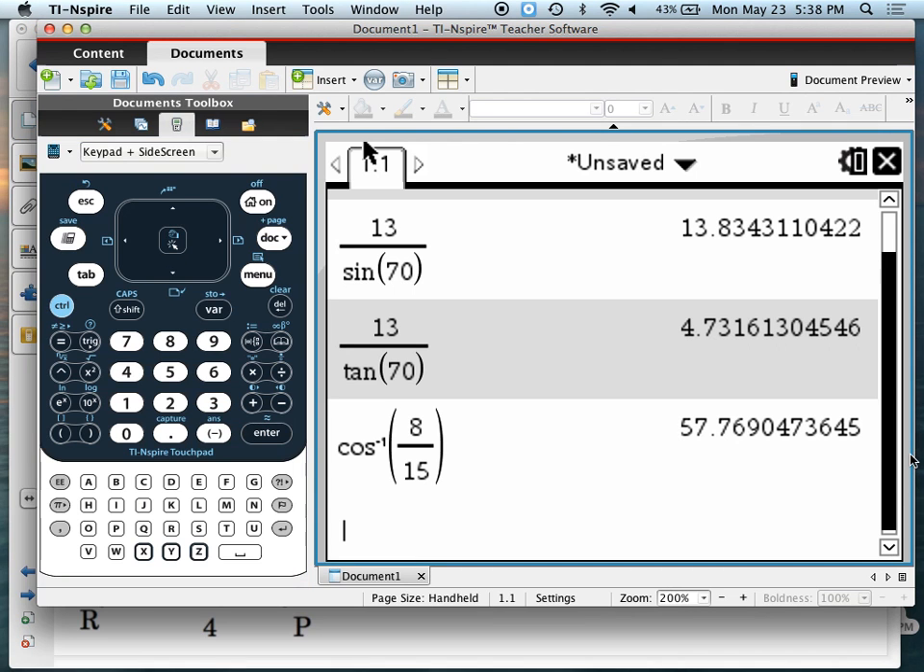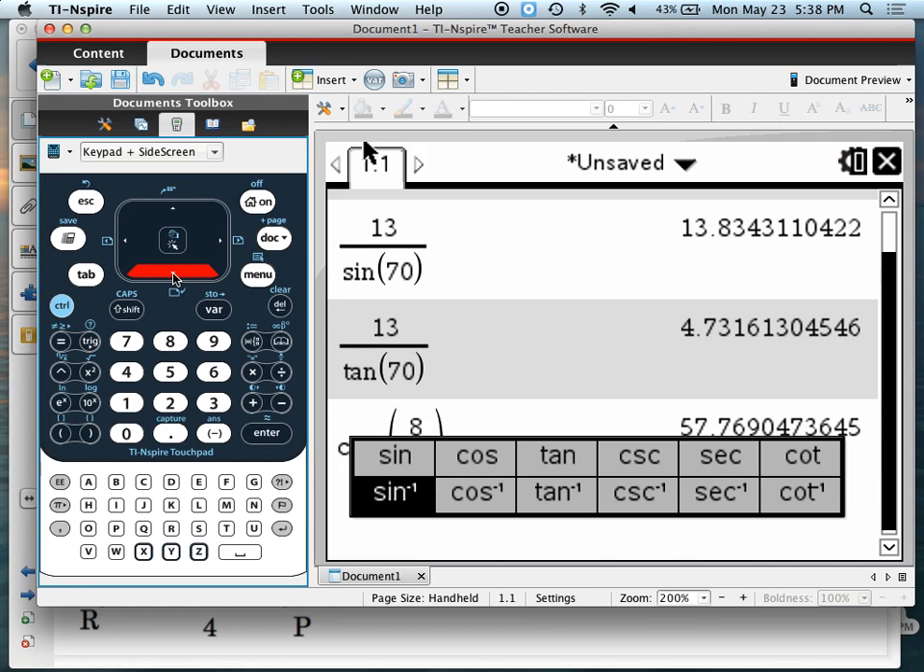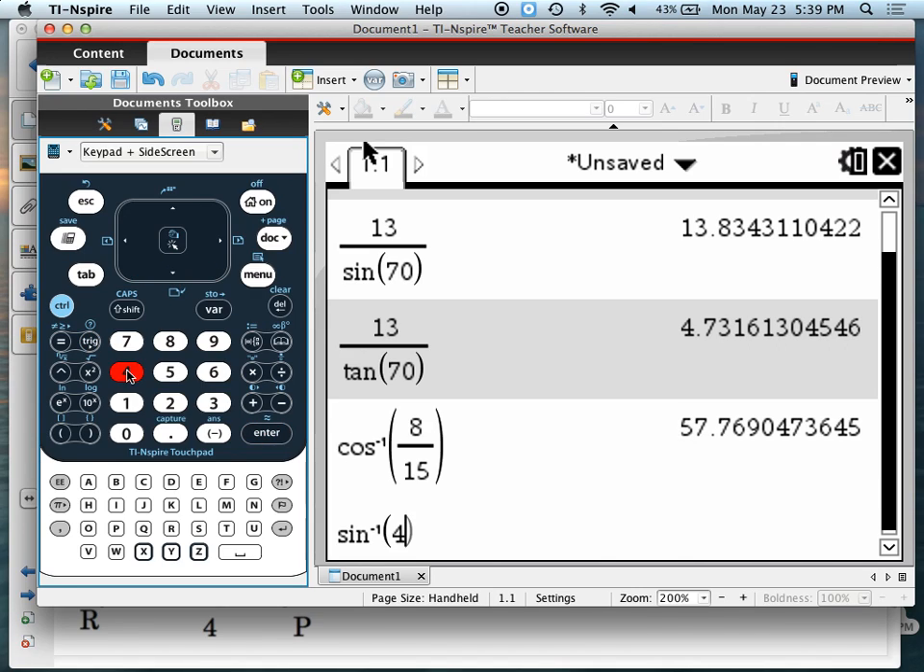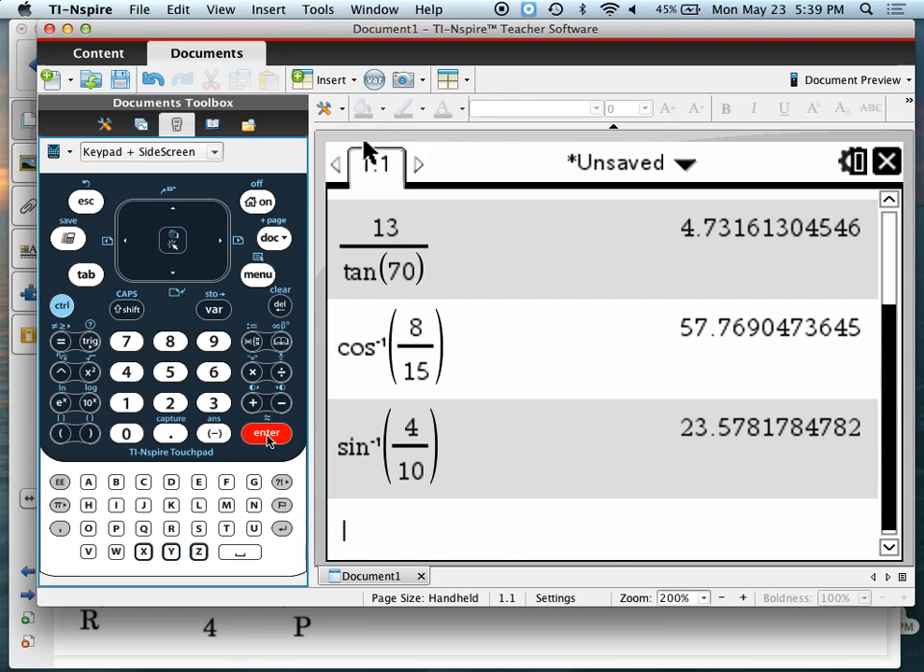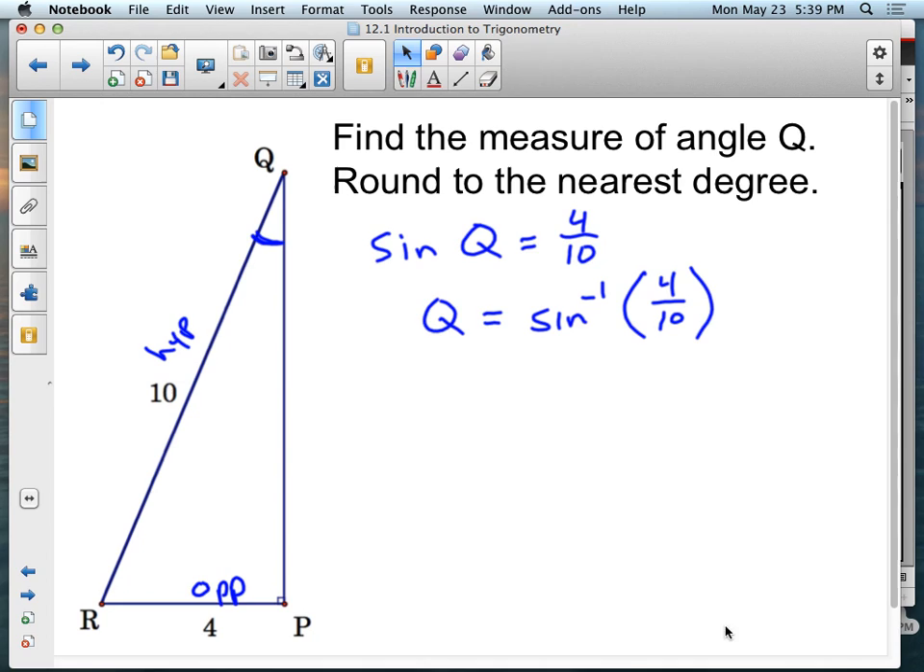Let's go to our calculator and see what we got. I'll go to trig. I'll go to inverse sine. I'll do 4 divided by 10. You could do 0.4 if you'd like. 23.578, rounding to the nearest degree probably. 24 degrees.